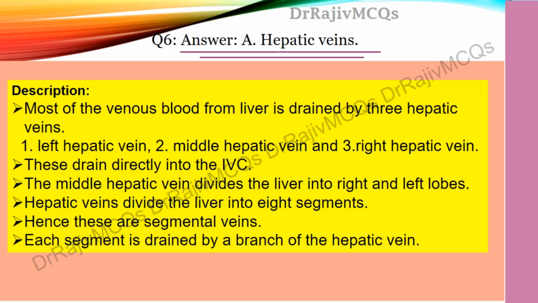Each of these segments acts as a functional unit of the liver, and each has its own branch of hepatic artery, portal vein, and bile duct. Also, each segment is drained by a branch of the hepatic vein.